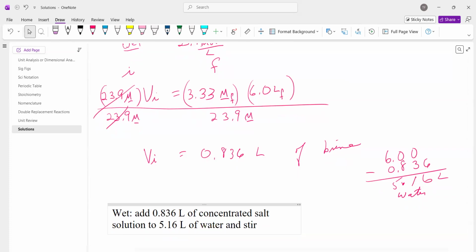Okay, you're going to add 0.836 liters of concentrated salt solution to the 5.16 liters of water and stir. We'll end up with 6 liters of our 3.33 moles per liter concentration. That makes sense? Okay, so that's the 2 major ways to make a solution.